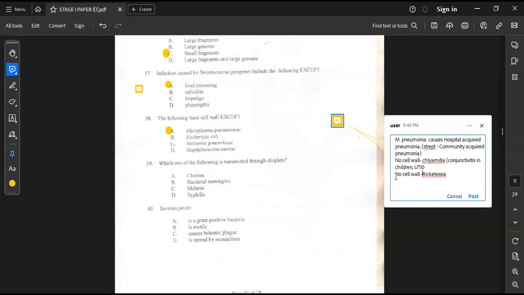Which one of the following is transmitted through droplets? Cholera, bacterial meningitis, malaria, or syphilis? I think it's bacterial meningitis.